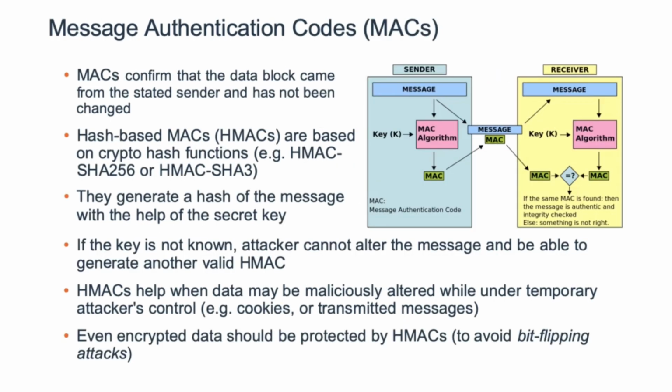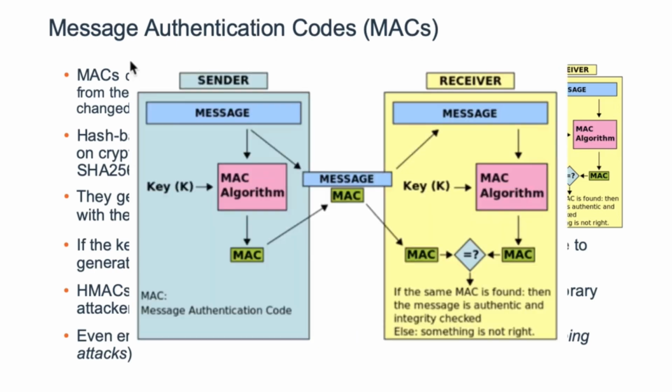There's also something related to hashes called message authentication codes. They confirm that the data block came from the stated sender and has not been changed. There's a small diagram here. So basically, the hash-based MACs or HMACs are based on crypto hash functions, such as SHA-256 and SHA-3. They generate the hash of the message that you're transmitting with the help of a secret key. And if the key is not known to the attacker, they cannot alter the message, generate a new hash, and come up with the same hash.